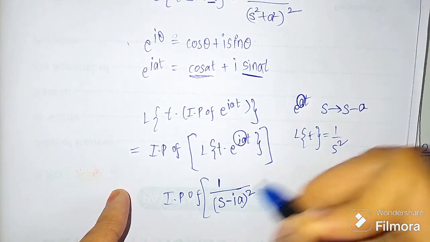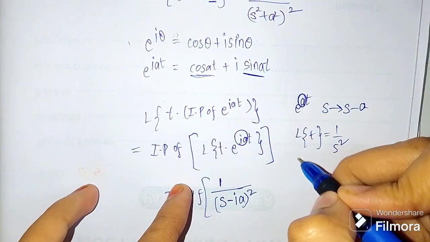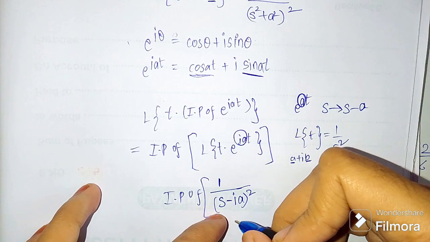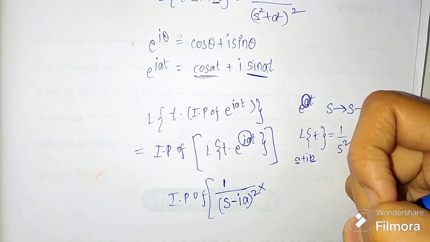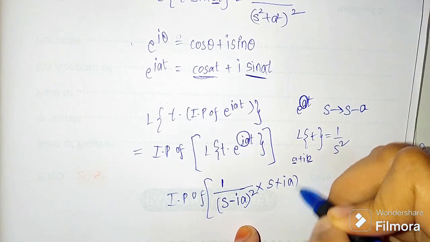Imaginary part of this. Can I get the imaginary part like this? No. I should have something like a plus ib. Then I can tell this is the imaginary part, this is the real part. So to get that, I should rationalize, then I'll get the numerator properly. So I'm rationalizing this with s plus ia whole square.